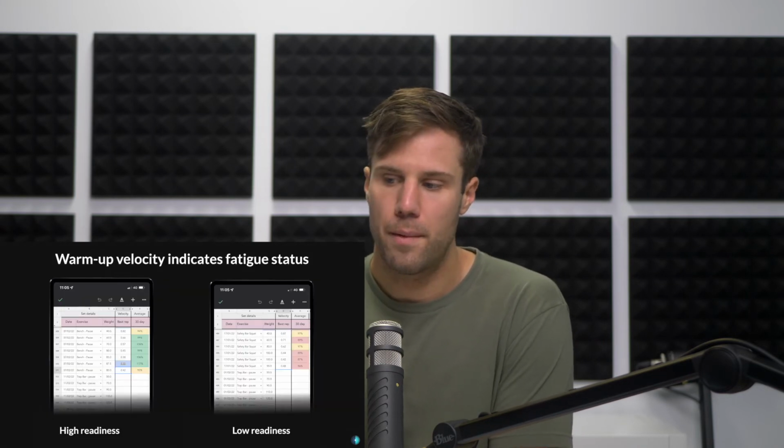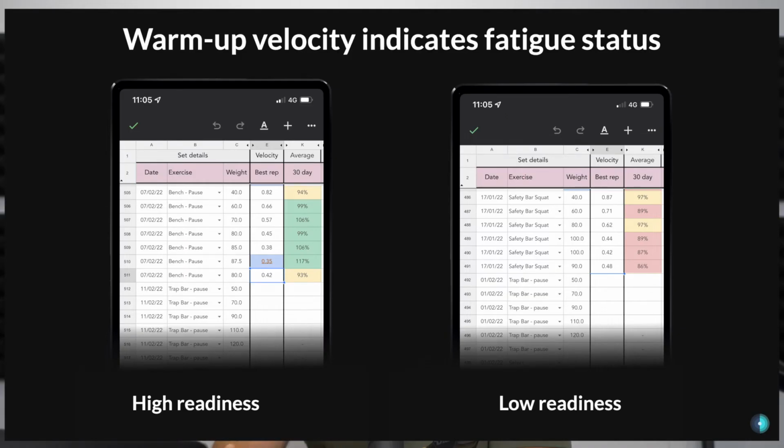So I like the warm-up velocities as a way to indicate your fatigue status. So here's two examples. On the left is high readiness. That shows, see the 30-day average column there, column K on the end of the screen. I'll highlight it there. Those green cells suggest that I'm above or within a bandwidth of my 30-day average for those sets and loads.